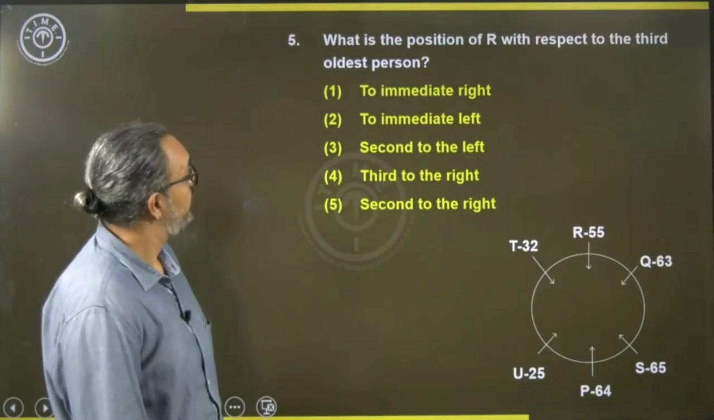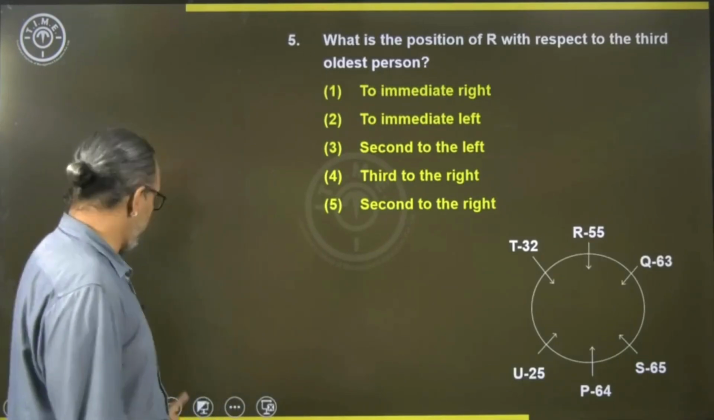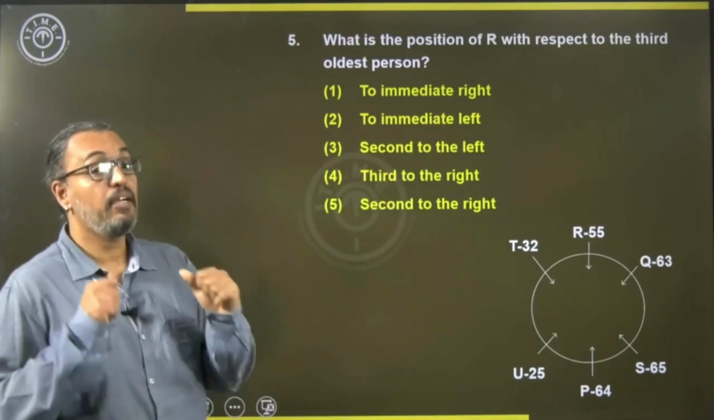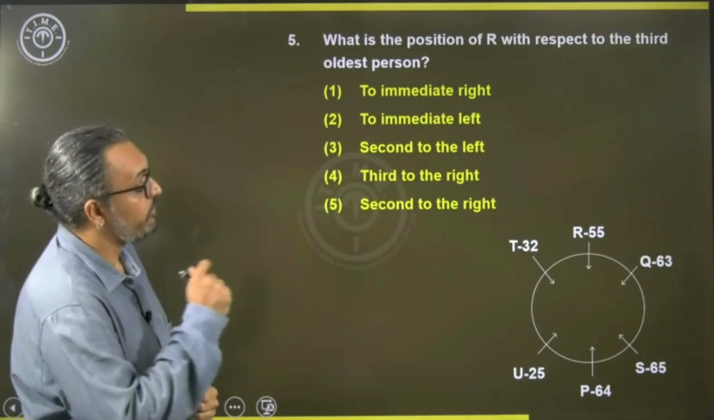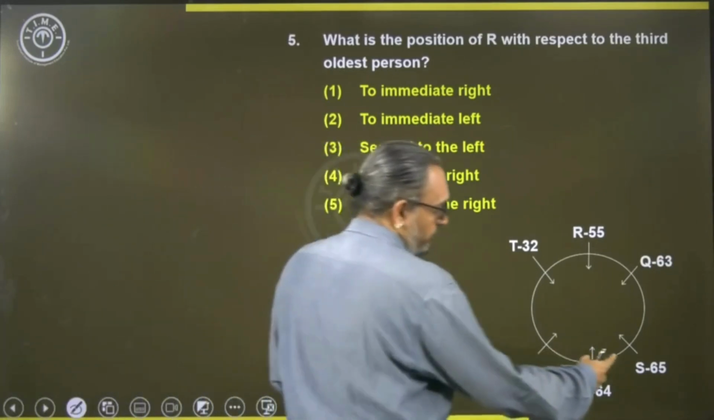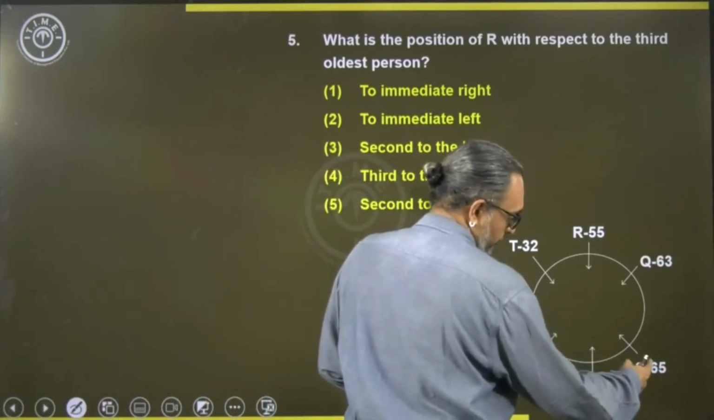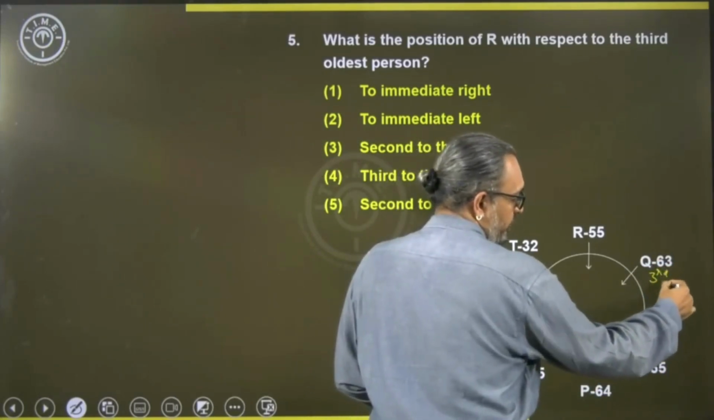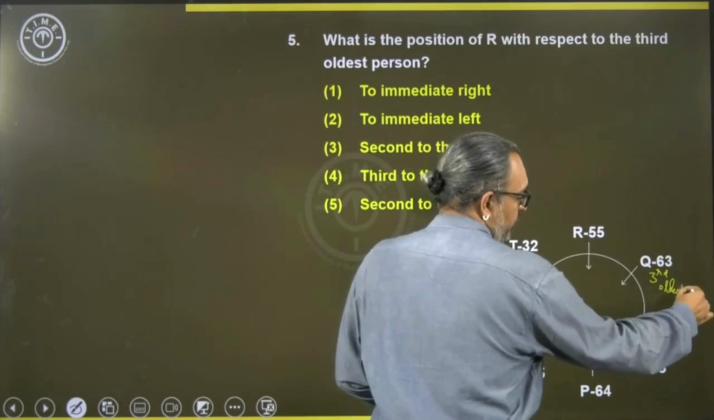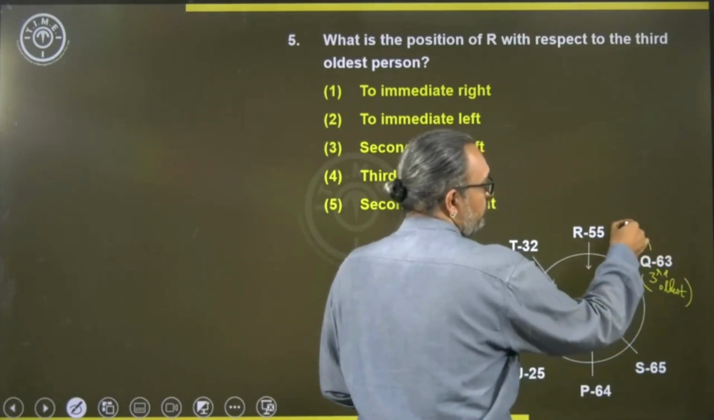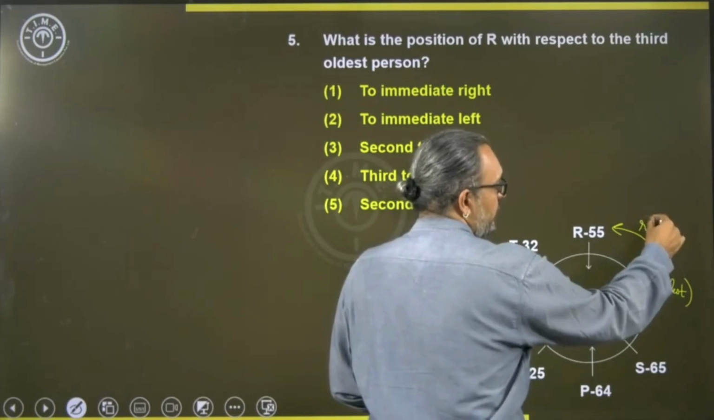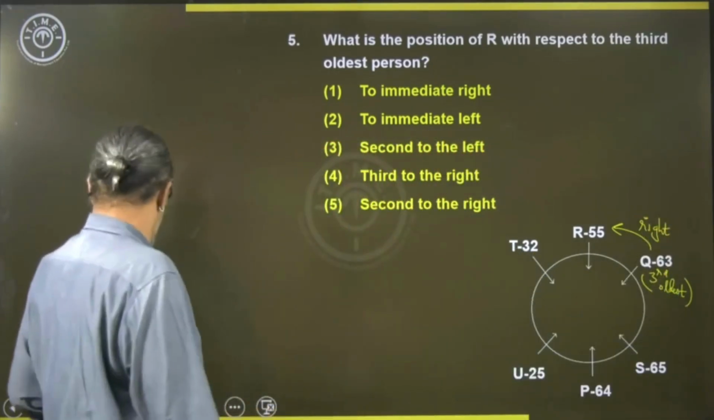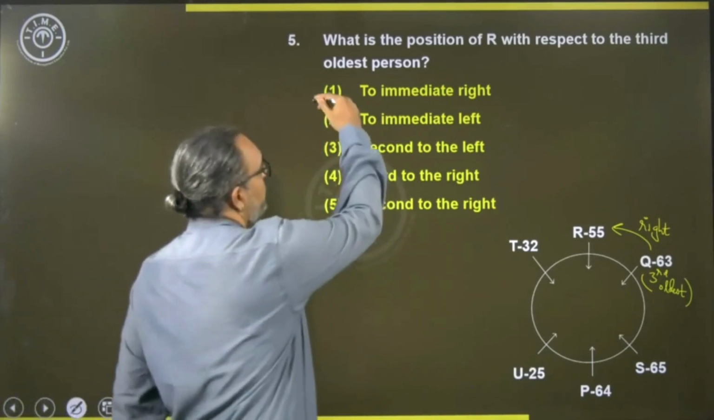Now, questions. What is the position of R with respect to the third oldest person? He is asking what is the position of R. So, now from the third oldest person. So, we have 65, 64, 63. So, this is the third oldest. Now, what is the position of R? So, I can move to the right side, and it is the immediate position. So, it is immediate right, and immediate right is definitely available in the first option.